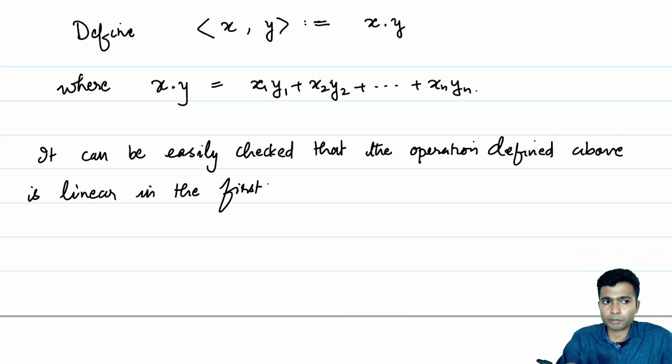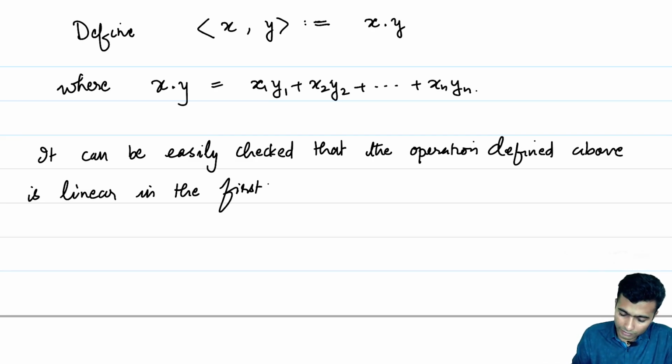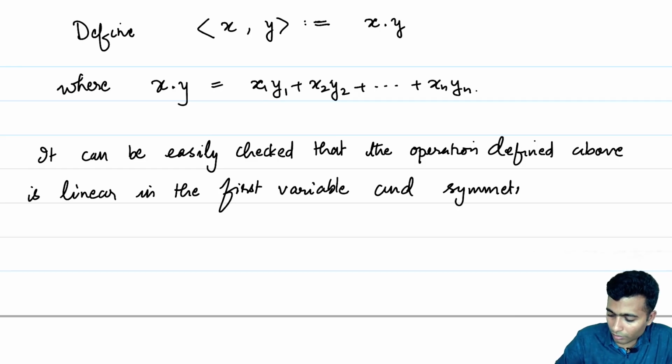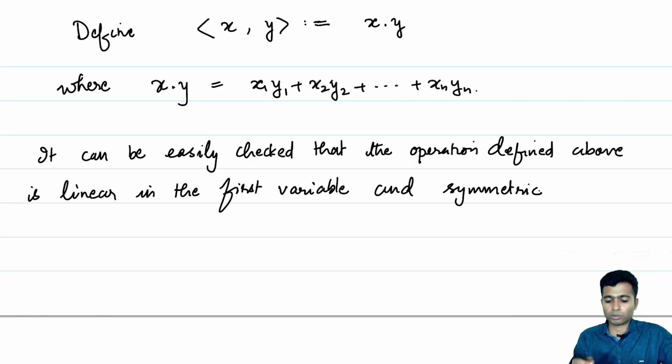How about the second property? The second property is symmetry in this case. Conjugate symmetry is just symmetry here because it's a real vector space. In fact, it's quite easy to check as well. So this is linear in the first variable and symmetric. What will be the inner product of y comma x? That will be y1 x1 plus y2 x2 up to yn xn, which is the same as x1 y1 plus x2 y2 up to xn yn, which is the inner product of x with y. So right, these two properties are easily verified.